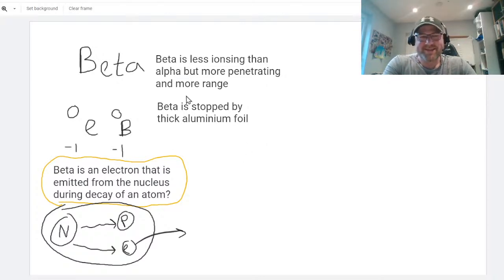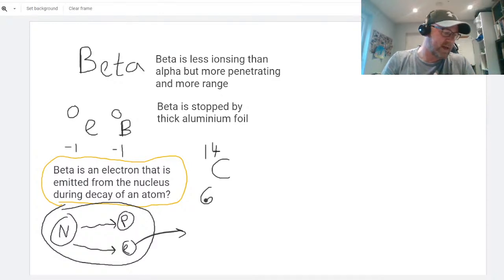Right. So, beta decay, less ionizing than alpha, but more penetrating and more range. Beta is stopped by thick aluminium foil. Now, here's the nuclear equation for beta. And this is going to explain some stuff for you guys. So, there is an atom called carbon-14. It's a radioactive atom. It's unstable, and we'll talk about why it's unstable.